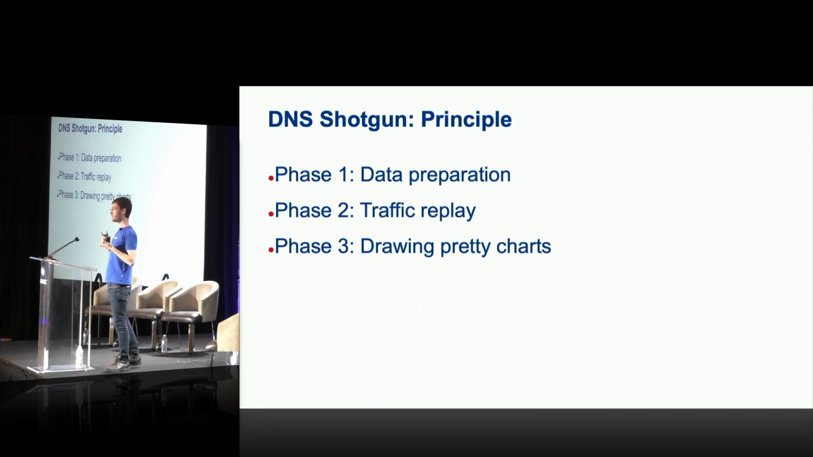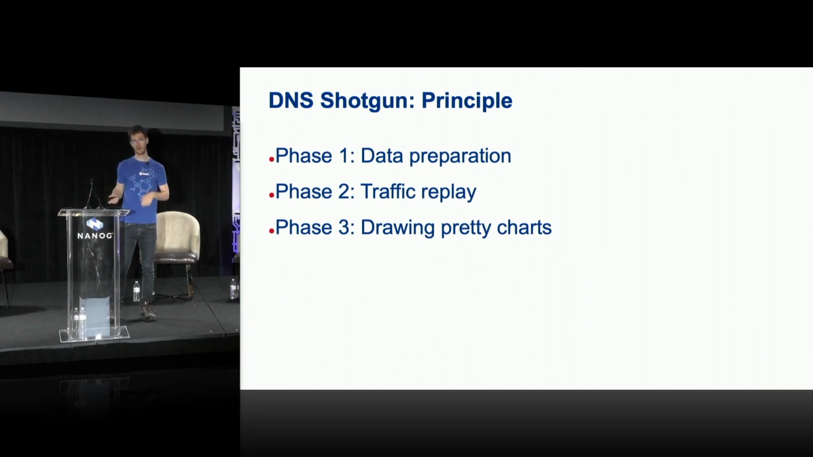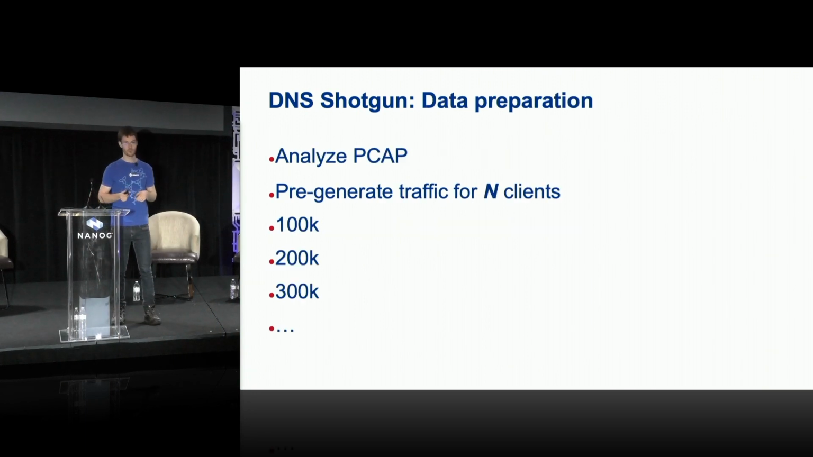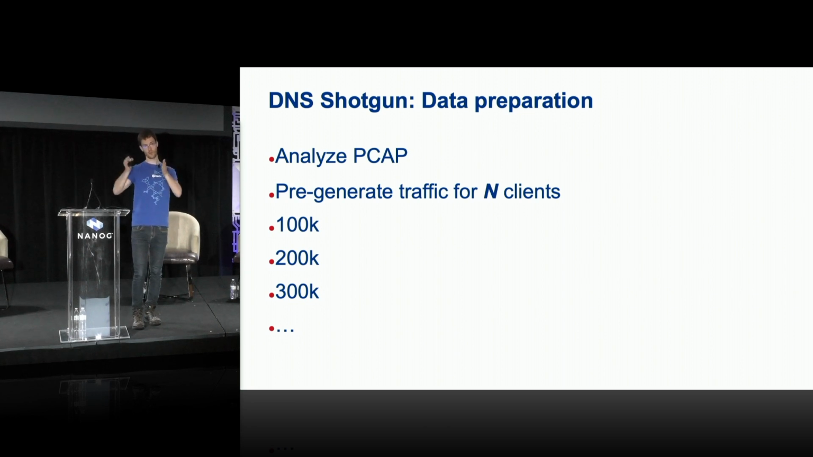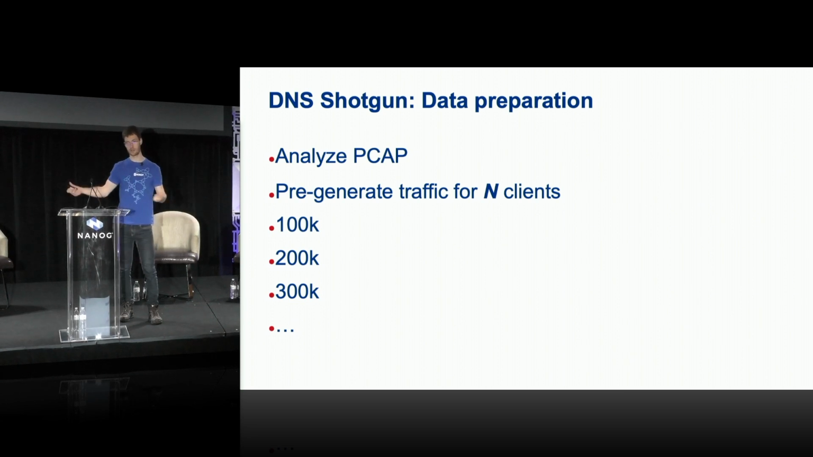Okay, the principle of the tool is that it ingests your real traffic capture and then generates a load based on your own real traffic, and then, of course, it draws pretty charts. The data preparation is basically taking your original PCAP, preferably taken from a real operating DNS resolver used by real clients, and then it pre-generates bulks of data for different numbers of simulated clients. So it will generate a new PCAP with 100,000 clients in it, and then a second PCAP with 200,000 clients in it, and so on, as many clients as you want.